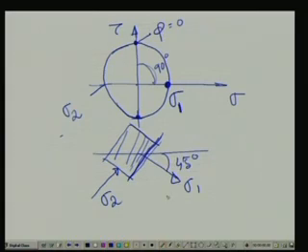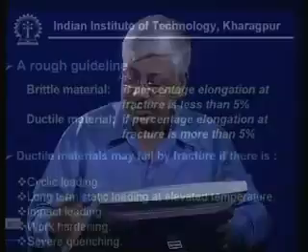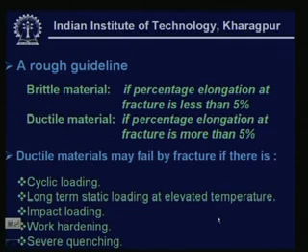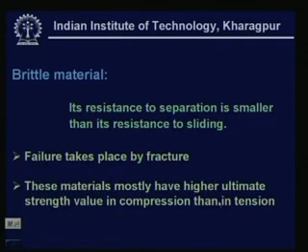The test indicated nothing. Chalk is a brittle material. So, what is happening? Its resistance to separation is smaller than its resistance to sliding. So, obviously, although it was acted upon by a pure torsion, in some plane at 45-degree, as I have shown you earlier, that was the maximum principal stress.